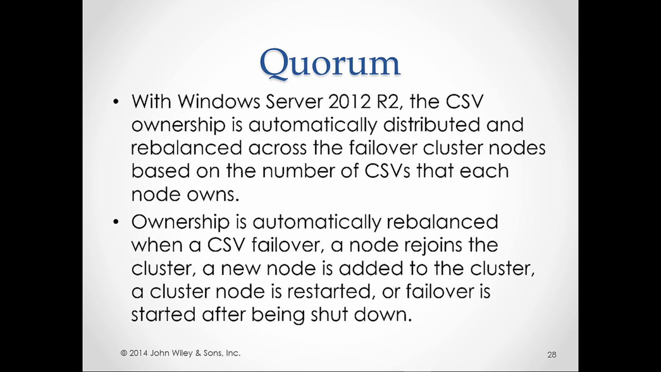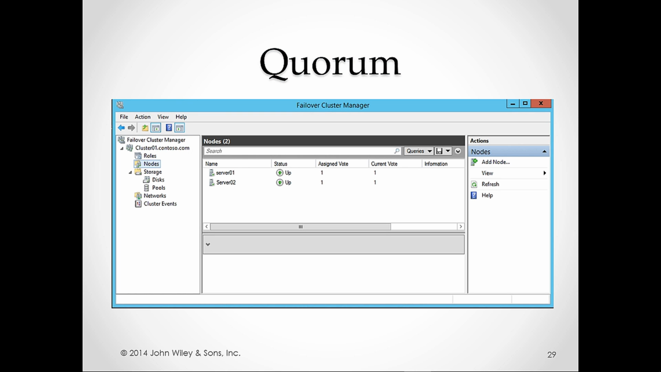With Windows Server 2012 R2, the CSV ownership is automatically distributed and rebalanced across the failover cluster nodes based on the number of CSVs that each node owns. Ownership is automatically rebalanced when a CSV failover occurs, or if a node rejoins the cluster, or a node is added to the cluster later. Here's an example of our quorum.